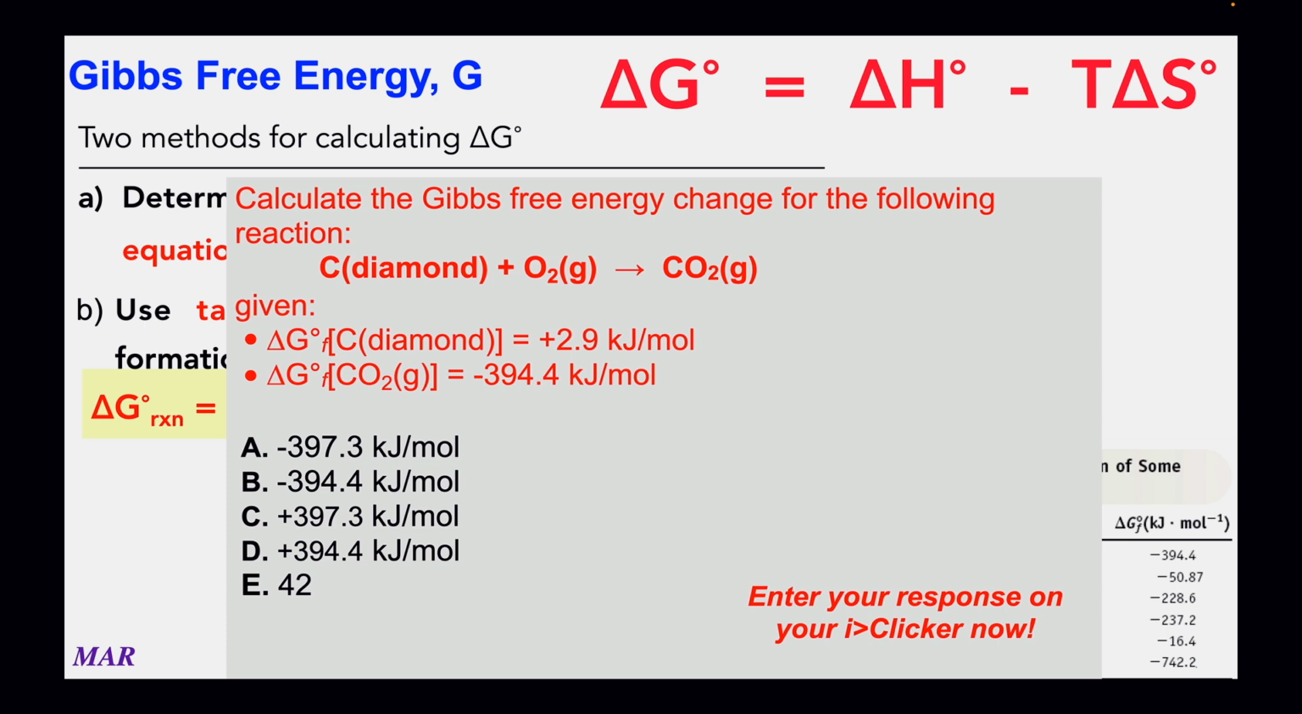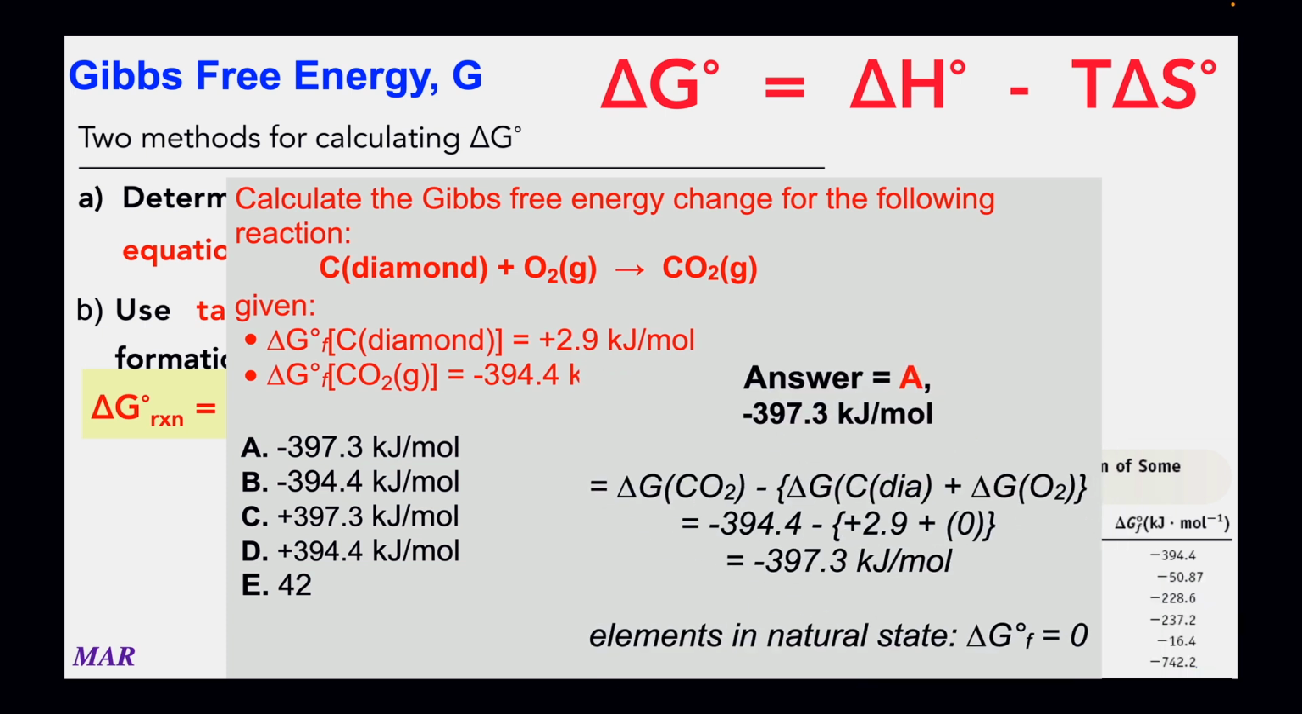So products minus reactants would be minus 394.4 minus 2.9 and minus 0, because O2 doesn't have a value. This comes out to be answer A, minus 397.3. So you can see all the math down there, what happens. This is a negative Gibbs free energy value, so that means this is spontaneous.